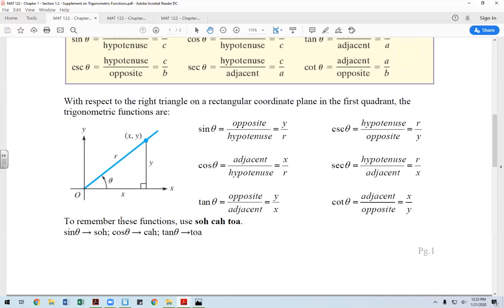So if you can remember the main three functions, SOHCAHTOA, then inverting that ratio gives you your reciprocal functions. Then remember S goes with C and C goes with S. And as I mentioned, tangent goes with tangent, so tangent and cotangent are reciprocal functions of each other.